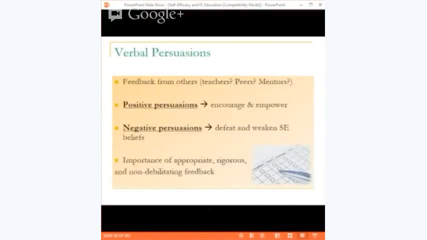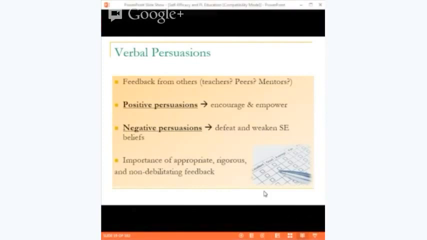Verbal persuasions. This is an interesting source. This is feedback from others. Typically, teachers and mentors play a very critical role in enhancing self-efficacy. Positive persuasions are going to encourage and empower and enhance self-efficacy, and negative persuasions can often defeat and weaken self-efficacy beliefs. Now, this doesn't mean that we want to constantly provide others with positive persuasions when they're not warranted. The idea behind this, as a mentor or a teacher, is to think very carefully about providing appropriate, rigorous, but non-debilitating feedback. So finding that balance.